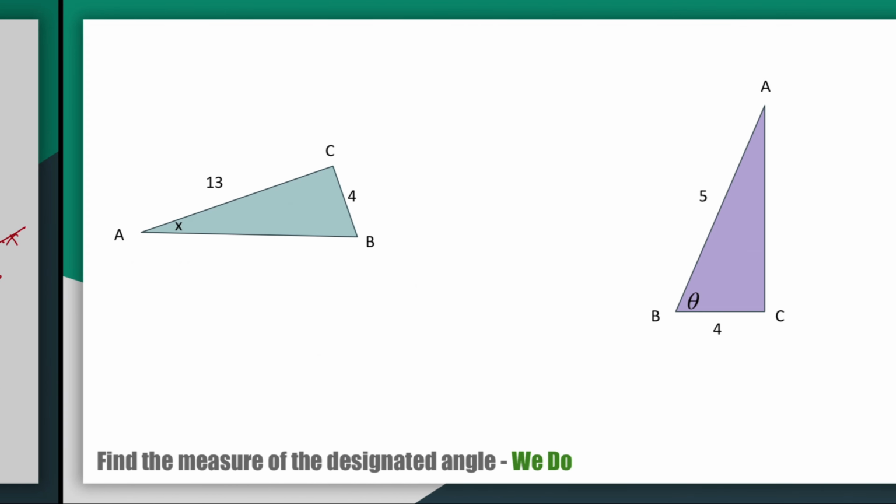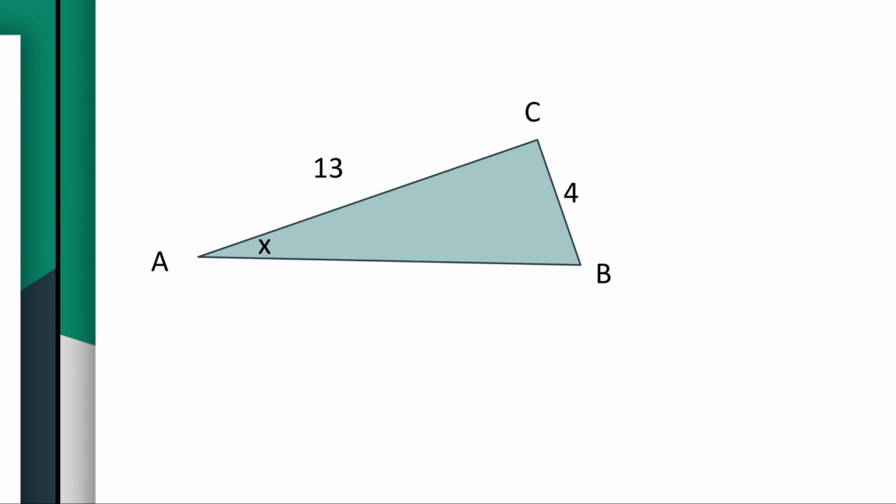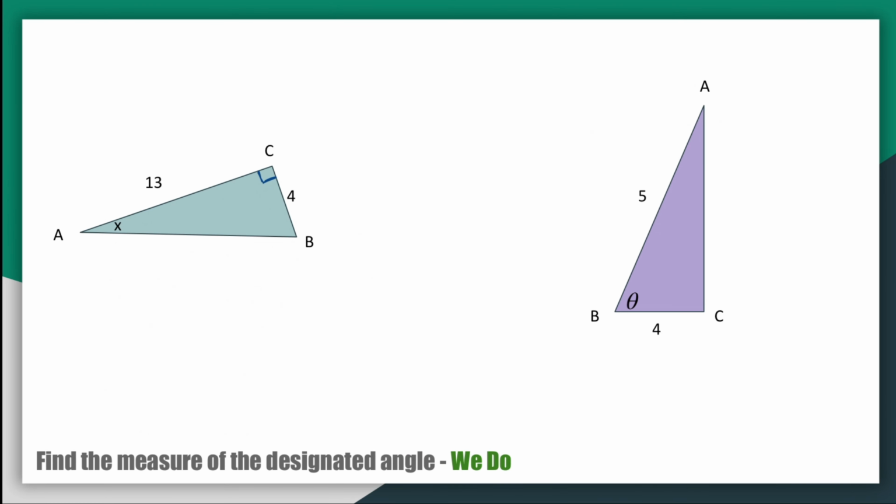Okay. So find the measure of the designated angle. All right, it's a little bit different this time. We have sides, but not angles. Now these are right triangles. Here's a right angle. And here is a right angle. Be careful assuming right angles if you don't see that, because sometimes the drawing could just look like it, but maybe it's an 89, right?